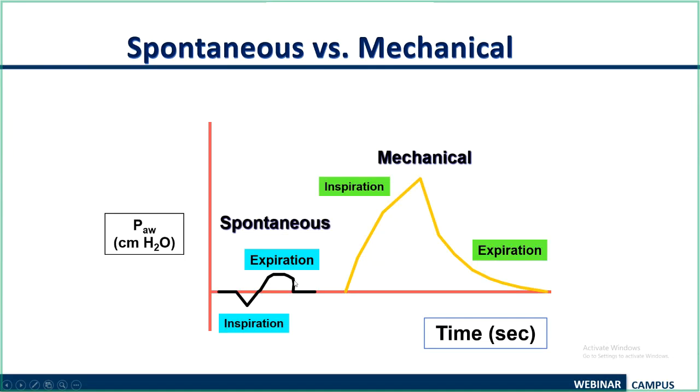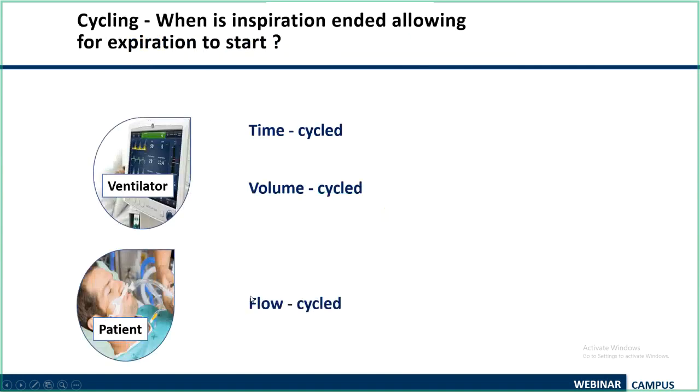So the negative intrathoracic pressure is formed and you inspire inside. Whereas in a mechanical breath, even the inspiration is a positive breath. Okay, so this is a positive pressure ventilation. Whereas in spontaneous inspiration, the inspiratory part will be a negative pressure deflection.